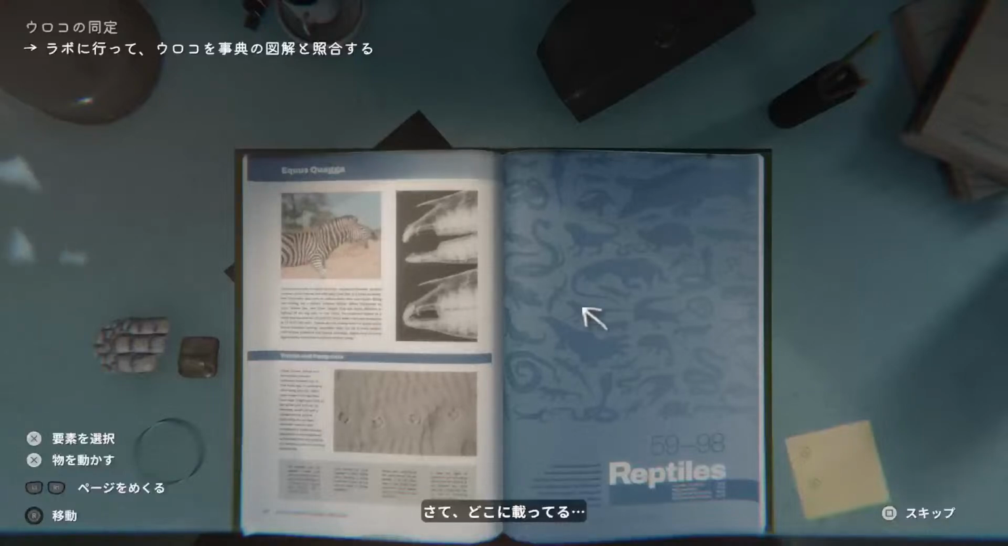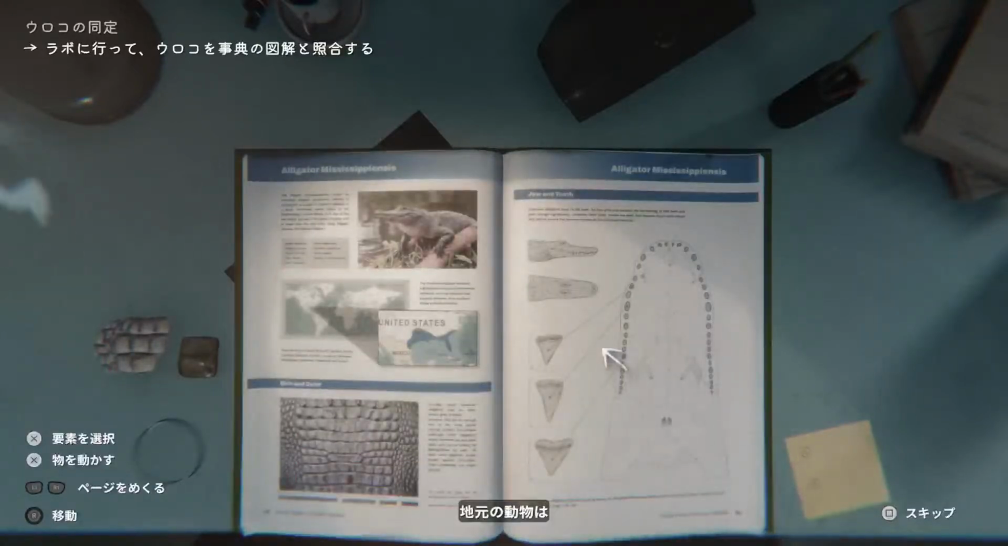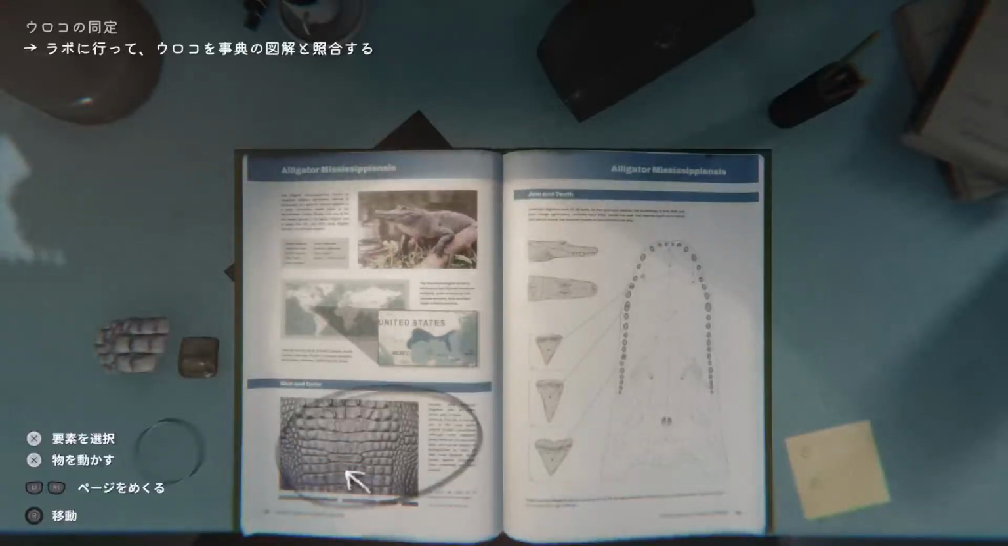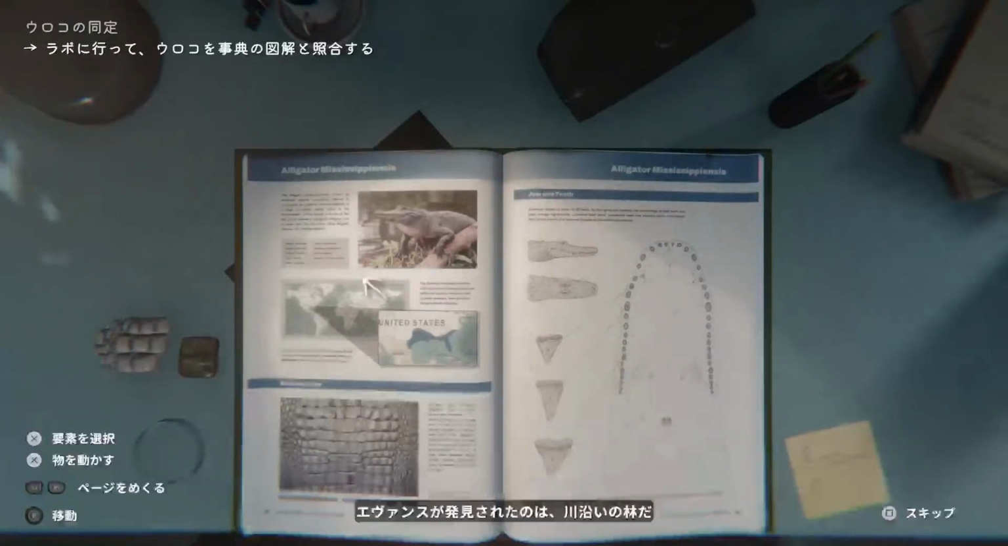Which page was it? Local wildlife. I bet I'll find something here. River. There could be a nesting site nearby.